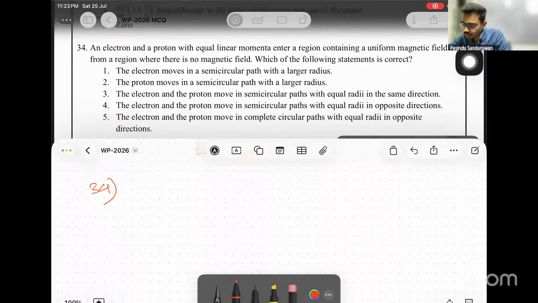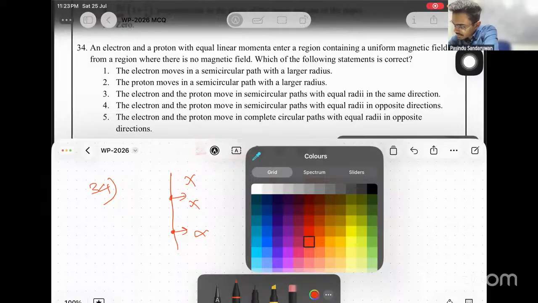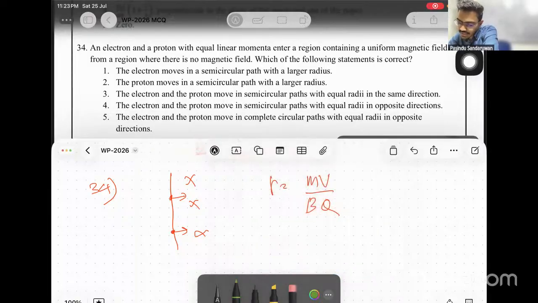Okay, then we know when particles enter magnetic fields, they travel in circles. The radius of that circle is given by mv over Bq. Now check what are the constant values here. The electron and a proton with equal linear momenta, then mv is equal. Entering the same magnetic field, B is equal. And in terms of the charge, electron and proton are equal in magnitude. Everything equal, which means therefore R is equal.